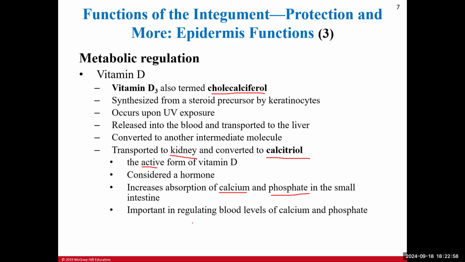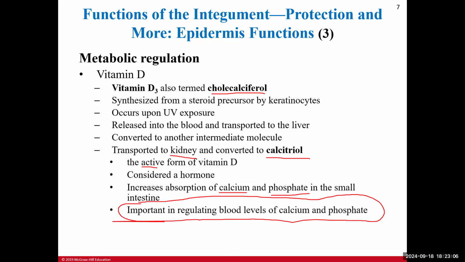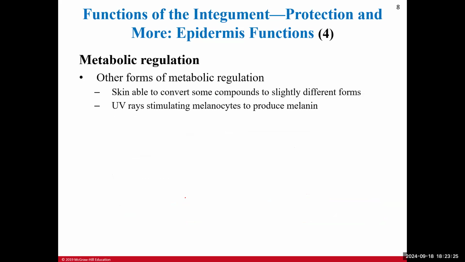So I guess we could say then that vitamin D is important in regulating blood levels of calcium and phosphate. So if blood levels of calcium and phosphate are low, vitamin D is going to help increase that because it helps to increase the absorption of phosphate and calcium from your small intestine. And we'll learn about some other things that it does here. More on that when we get into chapter 7.